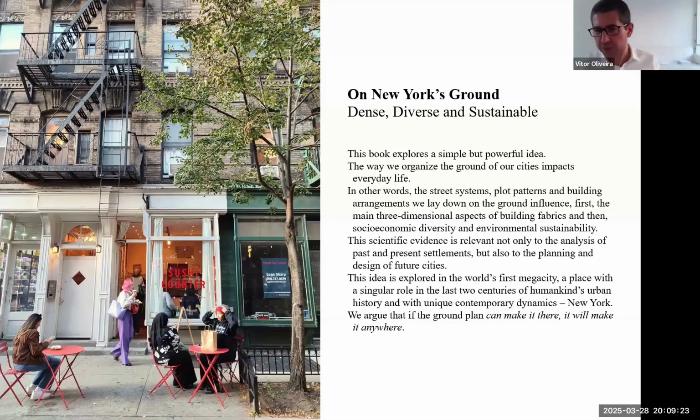In other words, the street systems, plot patterns, and building arrangements that we lay down on the ground first have an influence on the main three-dimensional aspects of building fabrics, and then on socioeconomic diversity and environmental sustainability. This is relevant for analysis, for us to understand the past, but it's also relevant for designing the future.